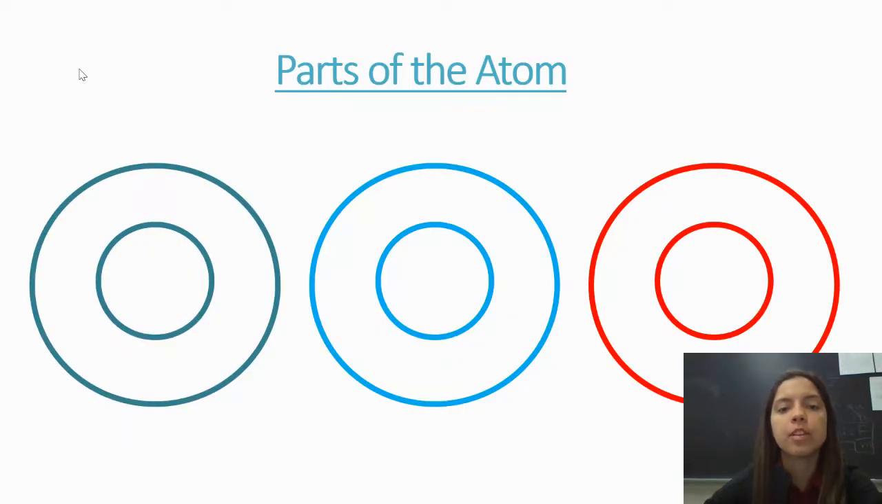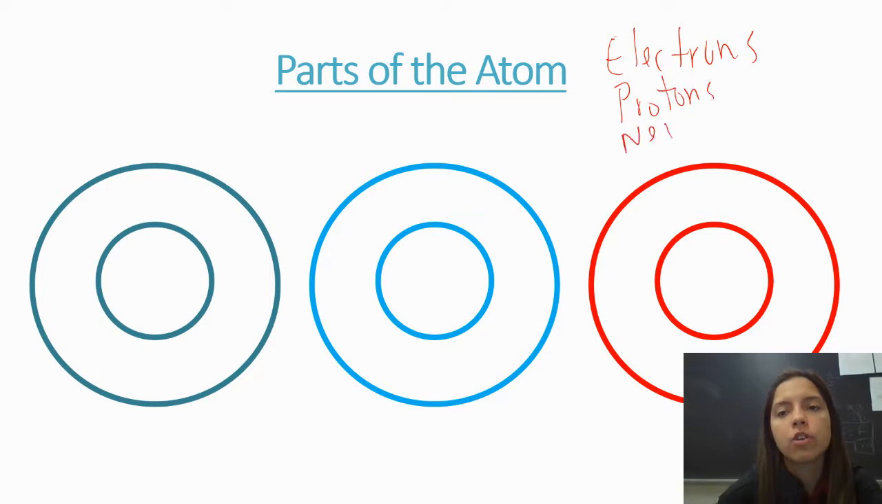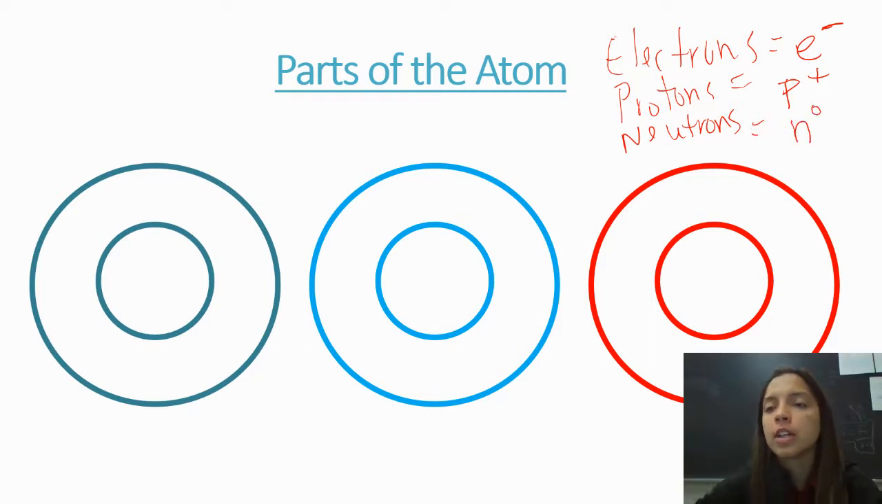Okay, so the parts of the atom are the electrons, the protons, and the neutrons. The symbol for electron is an E with a negative sign. Protons is a P with a positive sign. And neutrons is an N with a little zero exponent on the top.